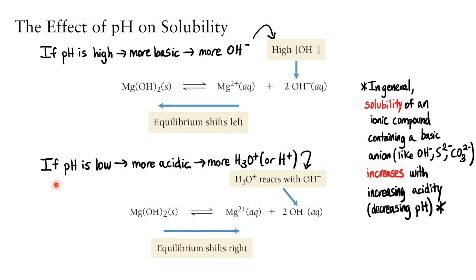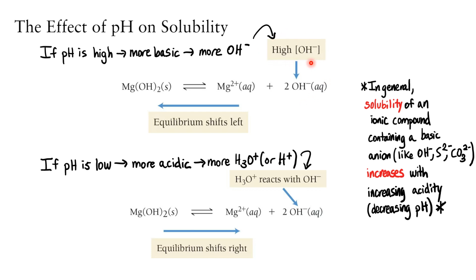So what's the effect of pH on solubility? Well, if your pH is high, check this out. If your pH is high, that means it's more basic, right? And more basic means you have more OH minus floating around in your solution. And if you're trying to dissolve an ionic compound that has an OH in it, in this case magnesium hydroxide breaking up into magnesium 2 plus and 2 hydroxide ions, and you're adding more OH minus, in this case it's also a common ion, right?